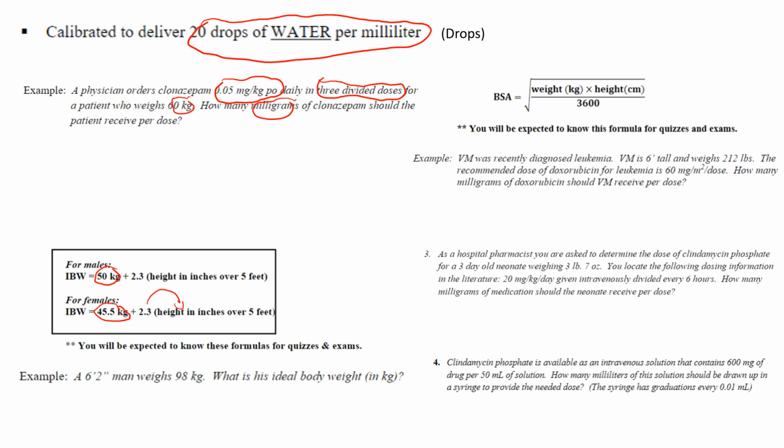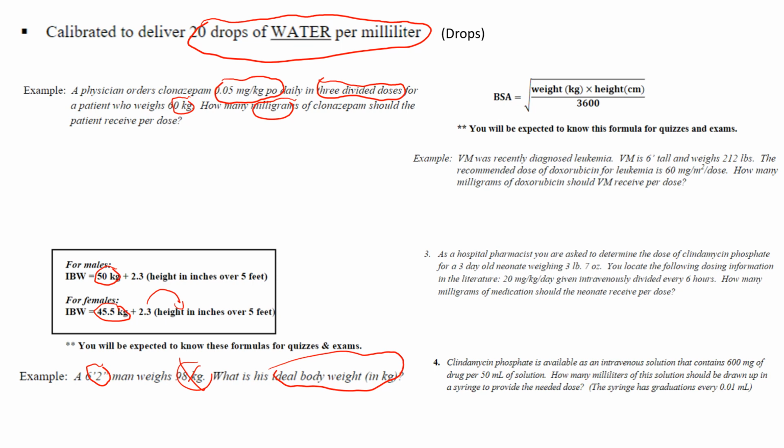So we have a man who is 6'2", who weighs 98 kilograms. What's his ideal body weight in kilograms? Now, since we only want ideal body weight, we actually don't need to worry about his actual body weight. There is another metric called adjusted body weight, but for this problem, we just need to focus on ideal.